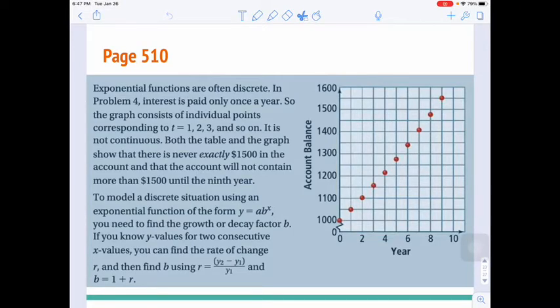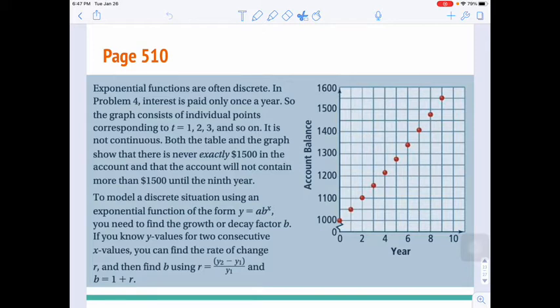Section 7.1 Example 5, on page 510, we have exponential functions are often discrete. In problem 4, interest is paid only once a year, so the graph consists of individual points corresponding to t equals 1, 2, 3, and so on. It is not continuous. Both the table and the graph show that there is never exactly $1,500 in the account, and that the account will not contain more than $1,500 until the 9th year.